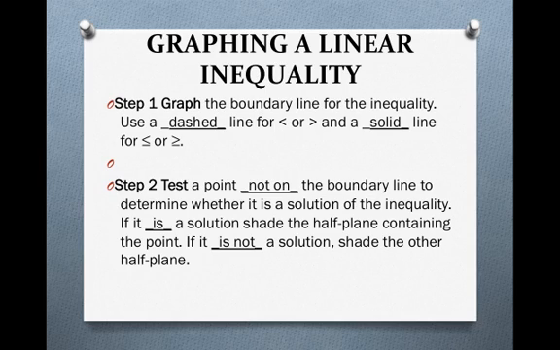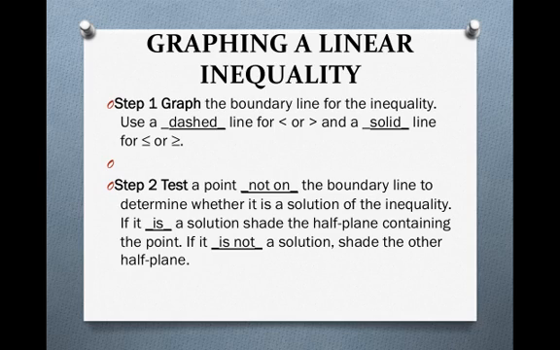Okay, so the dashed line is kind of like an open circle on a number line. It means that the boundary is strictly a boundary and not part of the solution. A solid line means that that boundary line is not just a boundary, it's actually part of the solution set.